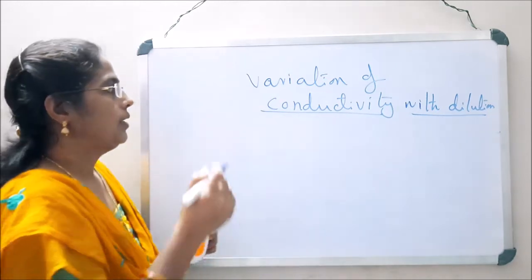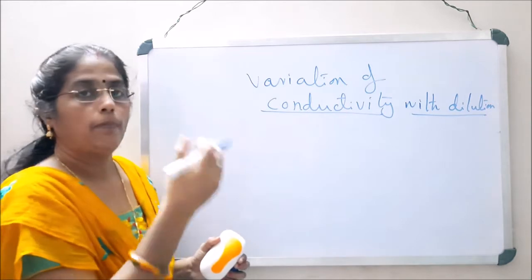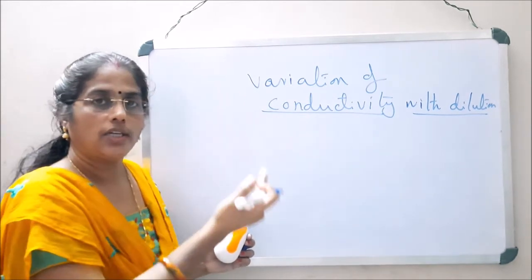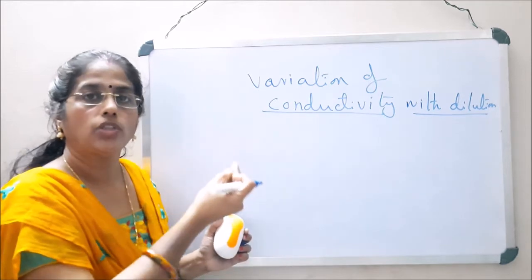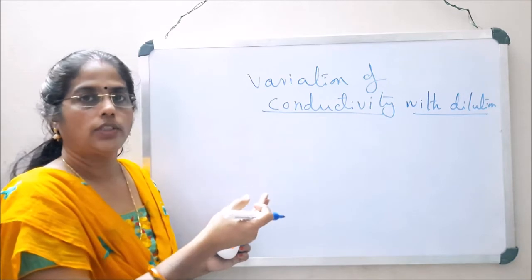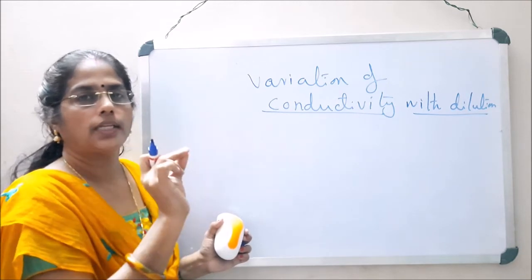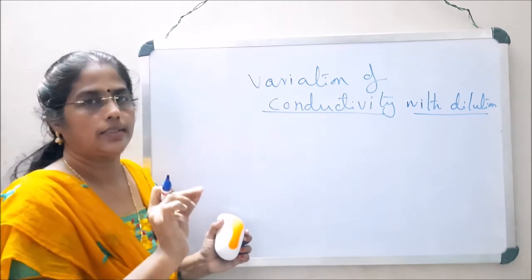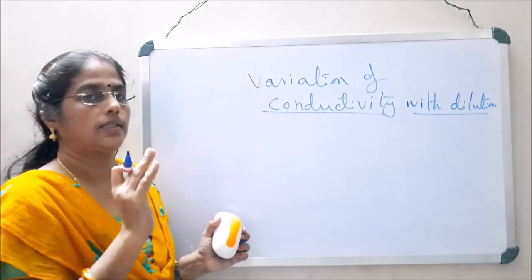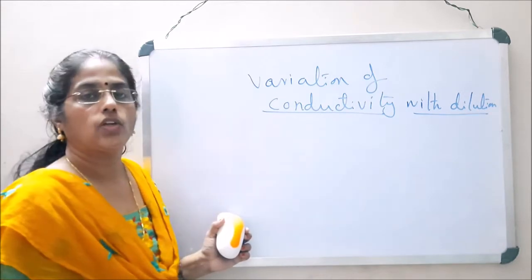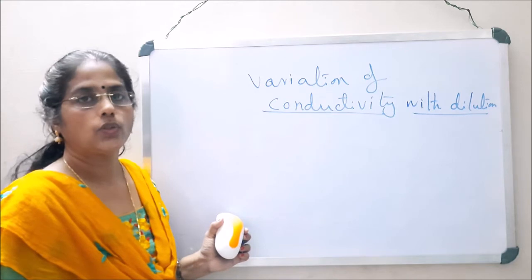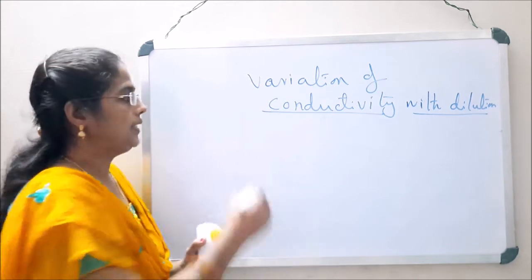Okay, so conductivity depends upon the concentration of the solution. As concentration decreases, that means as dilution increases, the number of ions present in 1 centimeter cube volume decreases. As the number of ions decreases, conductance decreases. That is why conductivity of the solution decreases with the increase in the dilution. Okay, that is kappa.